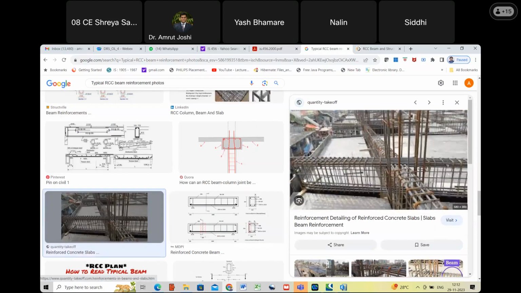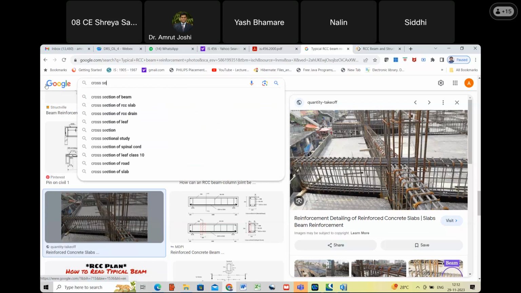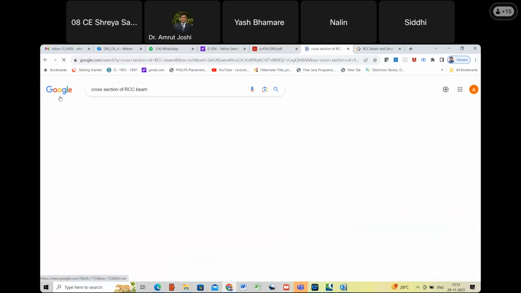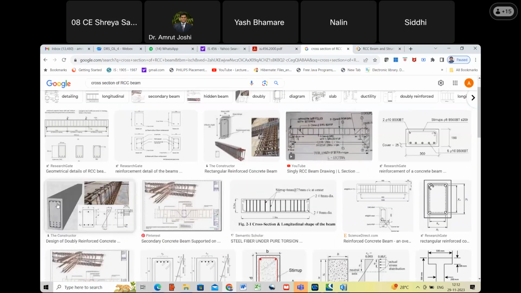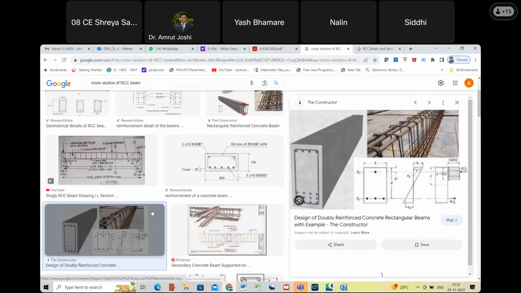See one more beam. So these are two beams meeting each other at 90 degrees in plan. Happy? Yes, sir. So if I now draw the cross section of this beam, how does it look like? So let me show you the cross section of RCC beam. हाँ. So देखो, this is how it looks like.